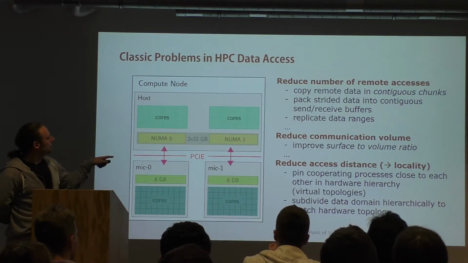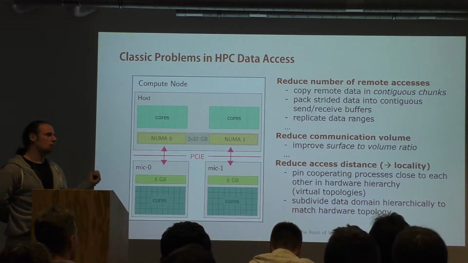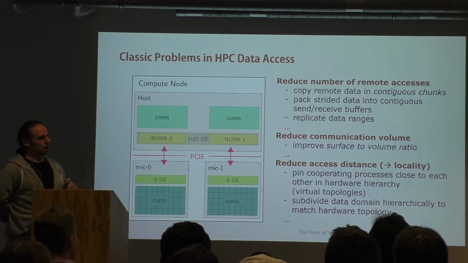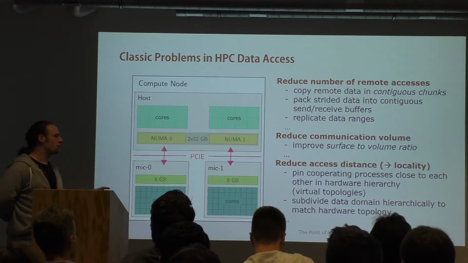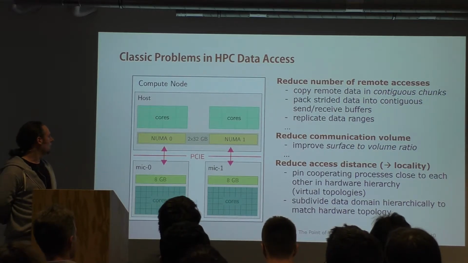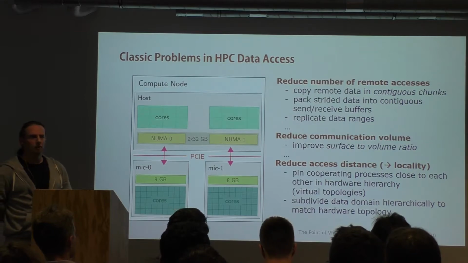You can replicate data ranges. So this is actually what we did here, but you could also say a partition of a graph, and you assume that it won't change in the next iteration. There are many, many strategies. You can improve the surface to volume ratio. Anyone heard of that one?